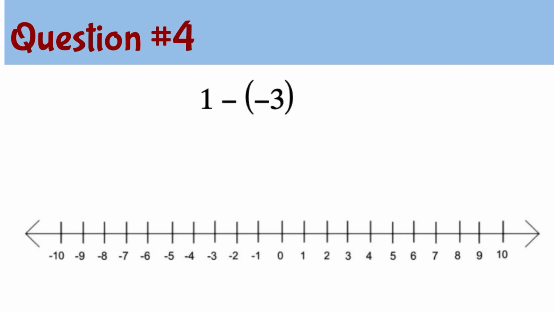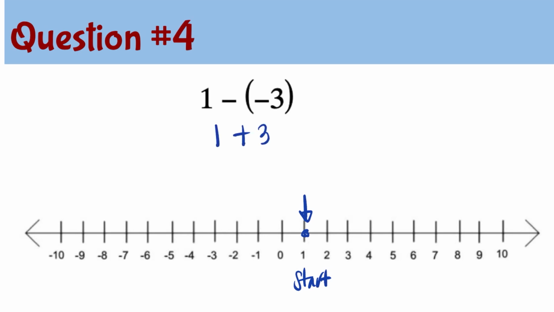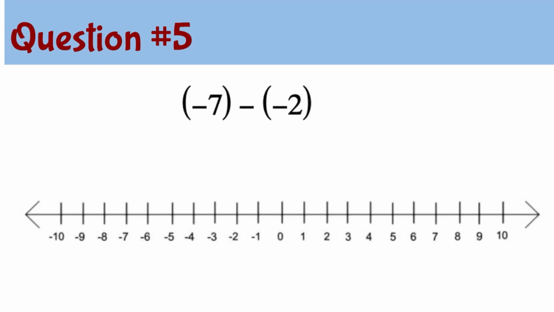Question number 4. 1 minus -3. For this question, we're starting with +1. And since we have minus -3, this means that we're moving 3 units to the right, because this problem is the same thing as 1 plus 3. So from 1, we're subtracting a negative 3. So this means we're moving 3 units to the right. So the answer is positive 4.